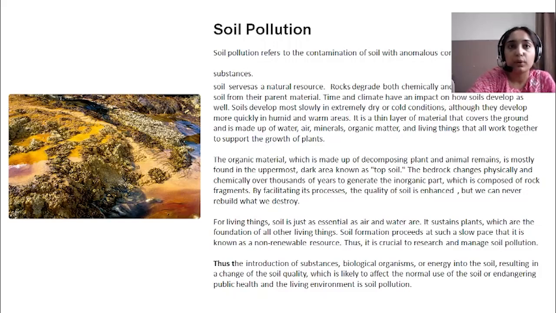soil pollution. Effects of soil pollution are such as loss of soil nutrients, impact on the natural flora and fauna, we can say, and degraded vegetation.